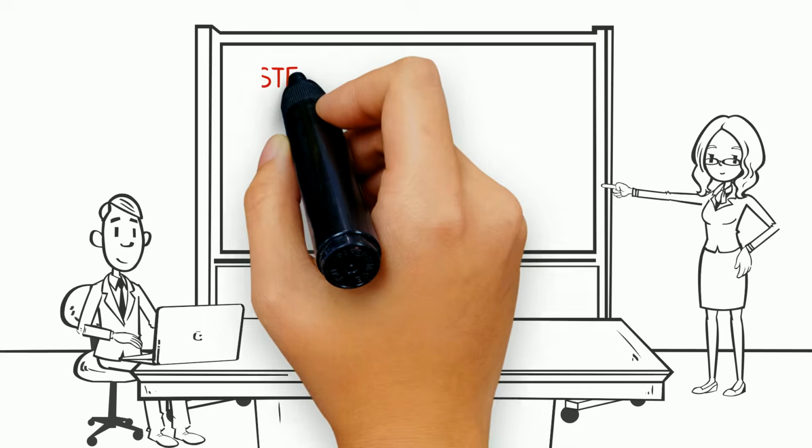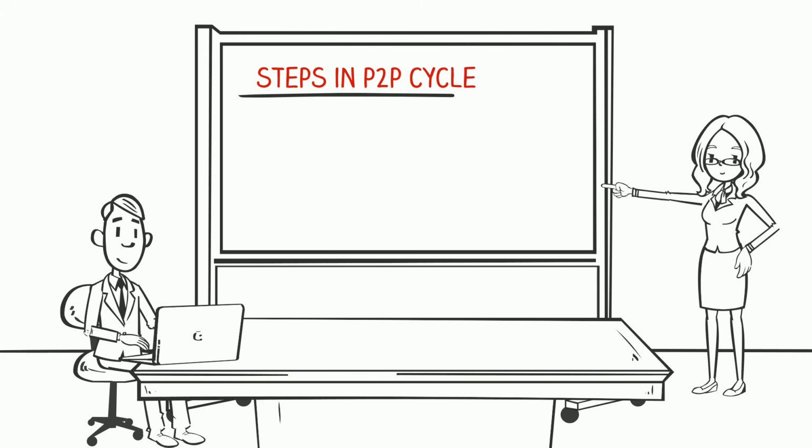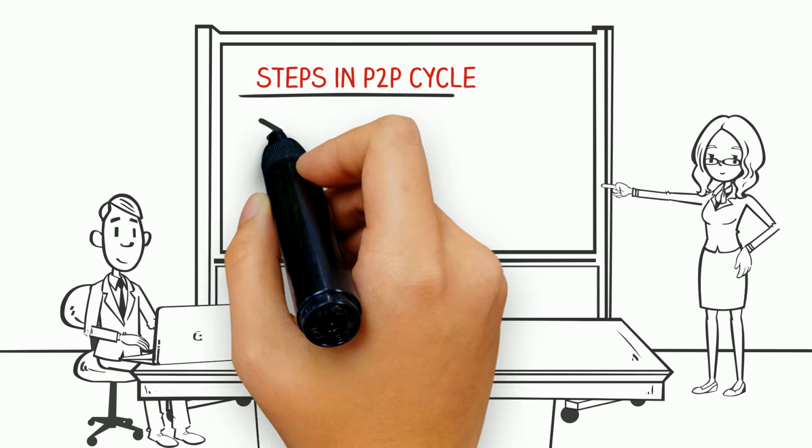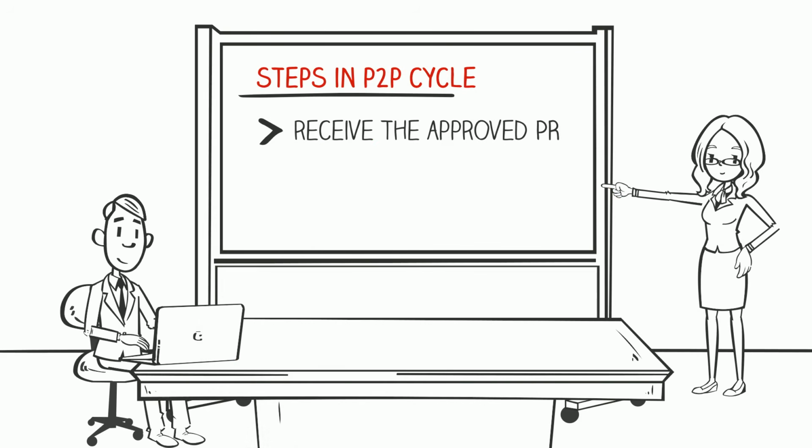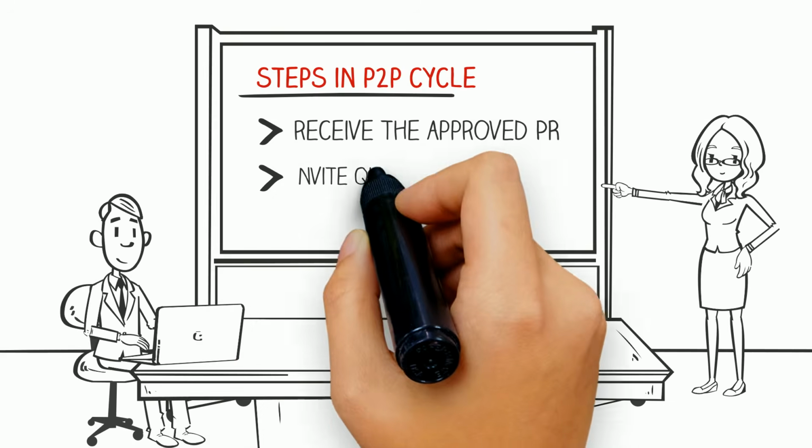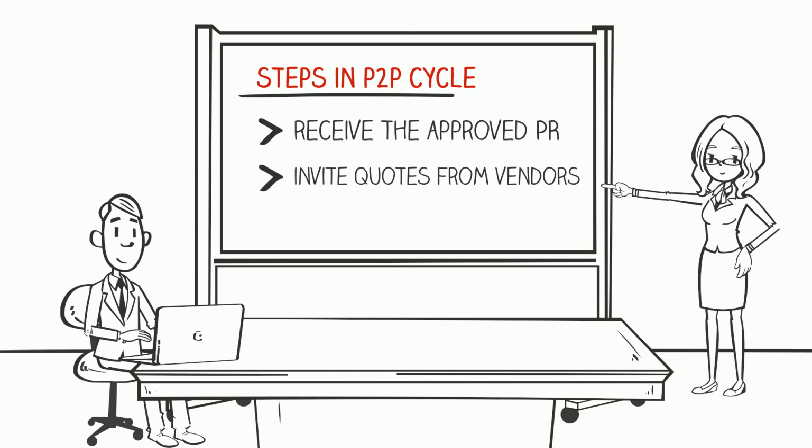Let us now revise the steps we have already discussed. Step 1 is to receive the approved purchase request. Step 2 is to invite quotes from the vendors. Step 3 is to issue a purchase order.